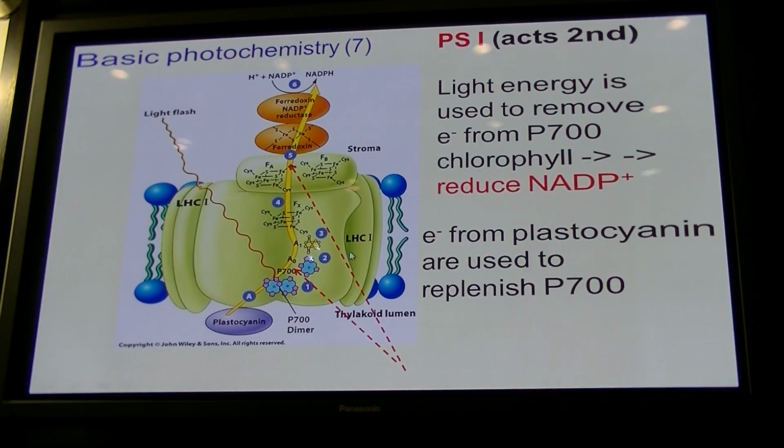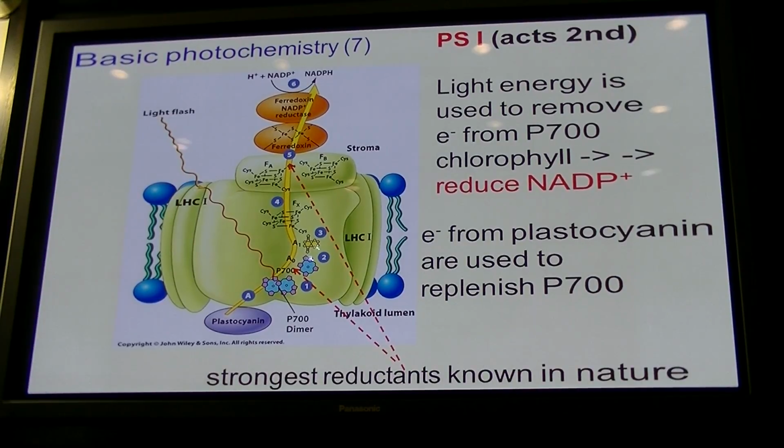So, very similar to photosystem 2, there's a cycle where chlorophyll is excited, then loses that high energy electron, and then it gets the electron back. Photosystem 2 gets the electron back from water, photosystem 1 from a protein, plastocyanin. Okay, the job of photosystem 1 is to reduce NADP+. How are we doing?